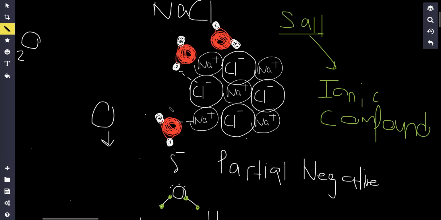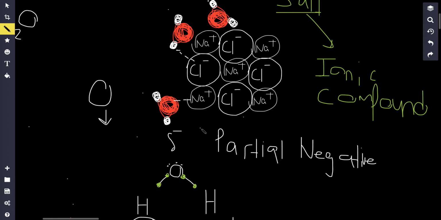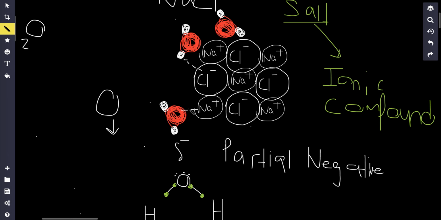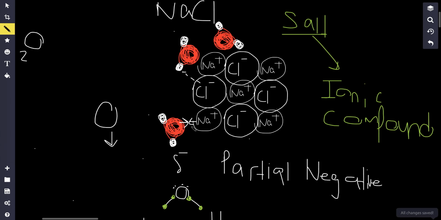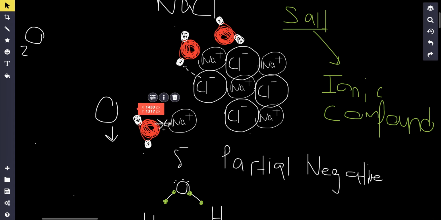Now, this is just a simple diagram, but you can imagine that there are many, many water molecules around my ionic compound. Eventually, the attraction that the ionic compound has with the water molecules is going to be greater than the attractions that the ionic compound has with itself, right? This Na plus ion is going to get pulled away from the ionic compound.